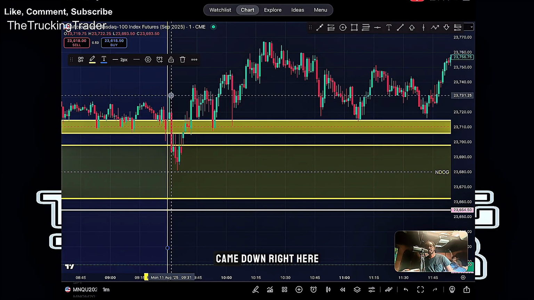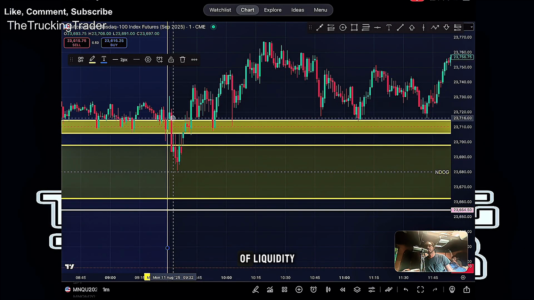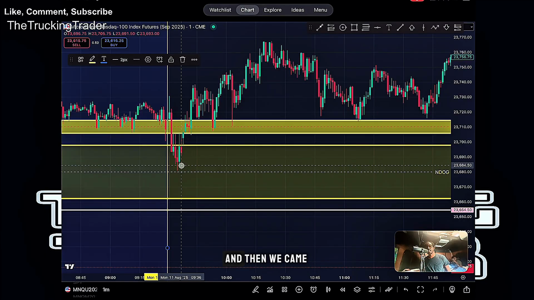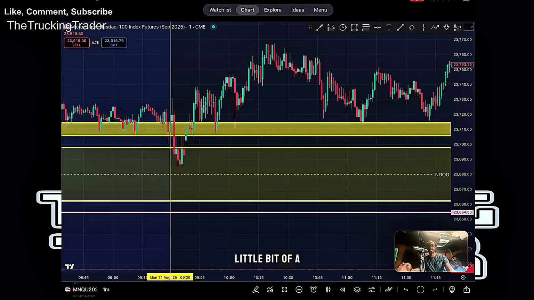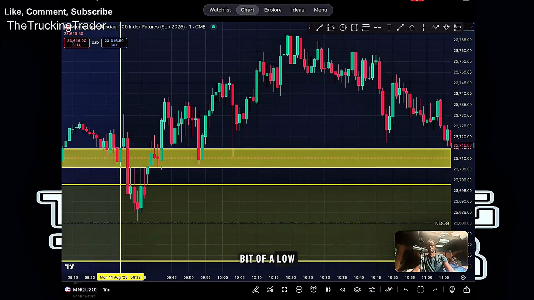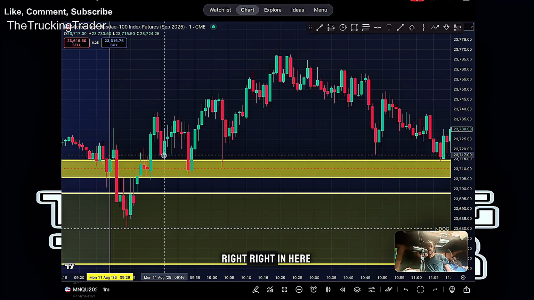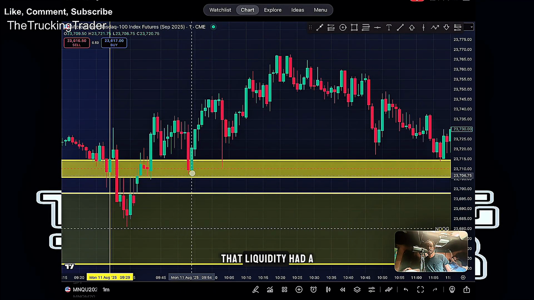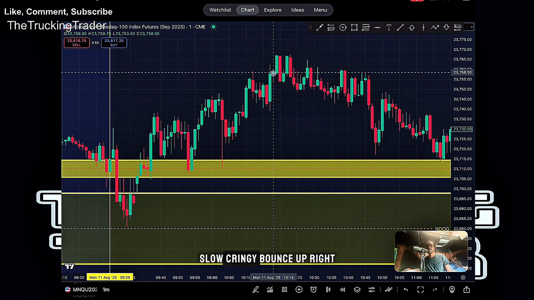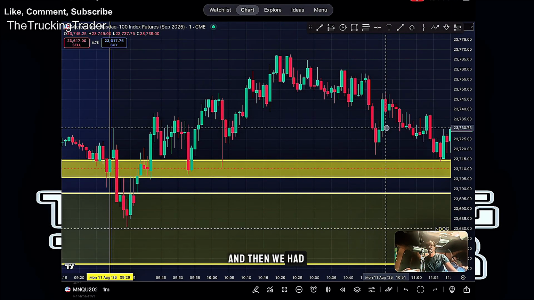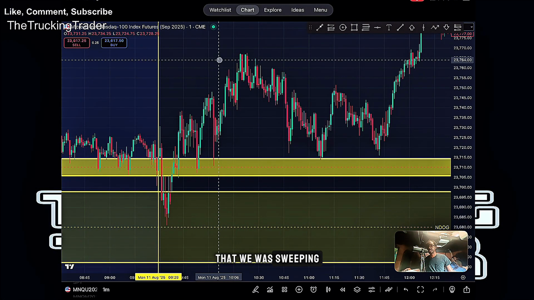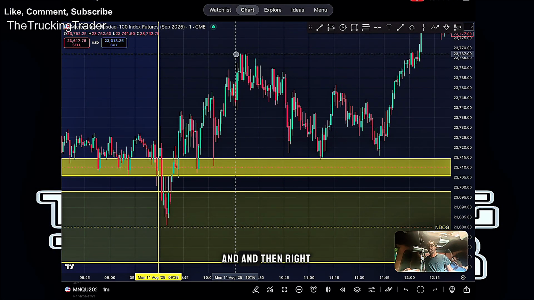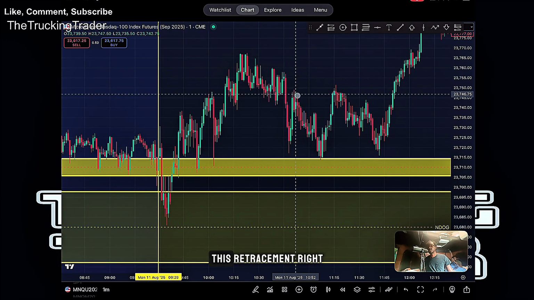So we had price come down right here, swept a little bit of liquidity, but not all. And then we came back up, had this little bit of a low right here. We made a little bit of a low right in here. We came through, swept that liquidity, had a slow, cringy bounce up, right? And then we had some liquidity that was on my chart at the time that we were sweeping up here, and then right before we saw this retracement, right?